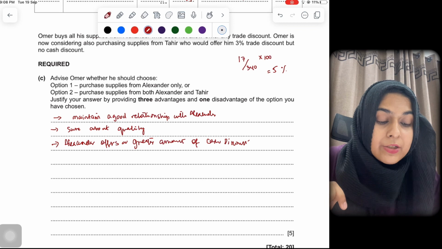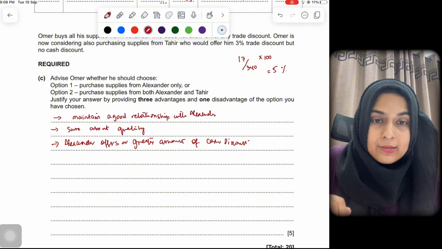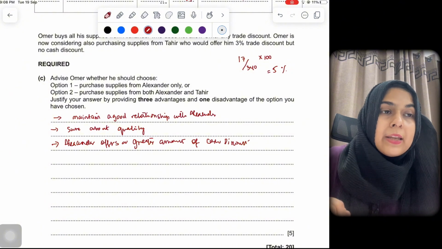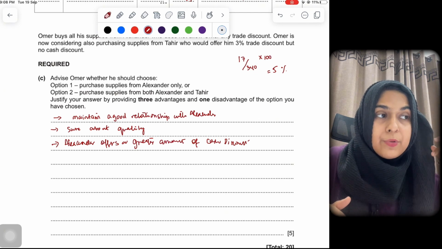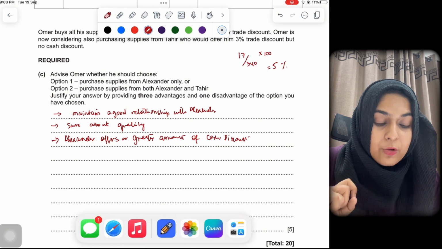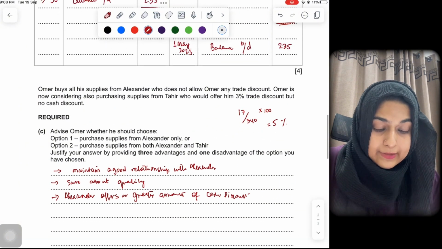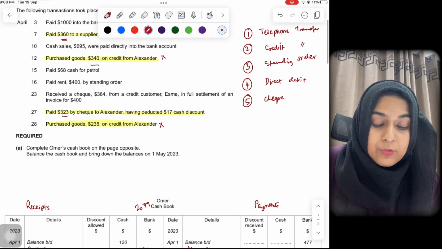A disadvantage of buying goods from Tahir is that you might disappoint Alexander, because that may have a negative impact on the relationship of Umar with Alexander. So yes, that will be a disadvantage. So that's about it for question 1.